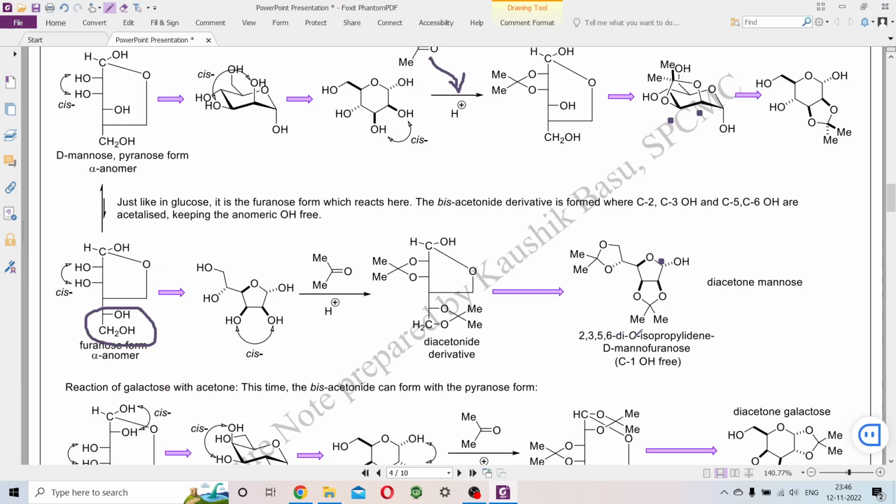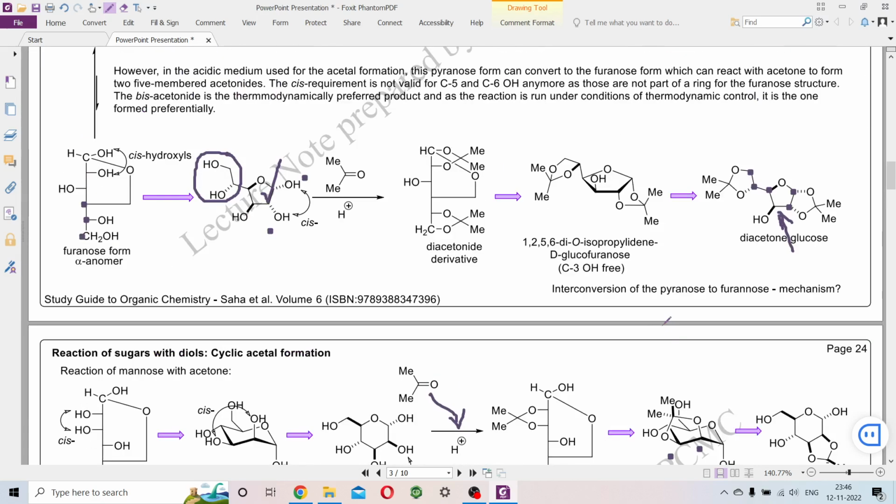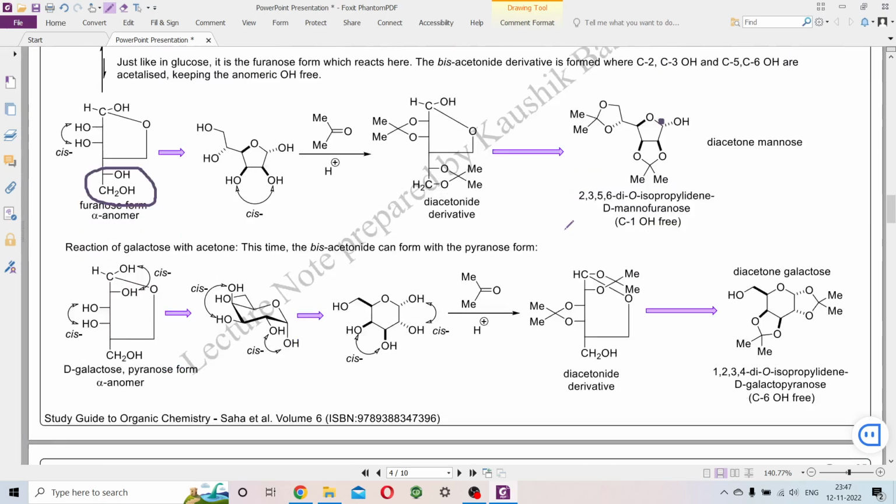This is the 2,3,5,6 di-O-isopropylidene D-mannofuranose. C1OH is free. Here C6OH is free. Rest of the things are already blocked. And here you have 1,2,5,6 di-O-isopropylidene D-glucofuranose, which is the glucose diacetone. Okay.